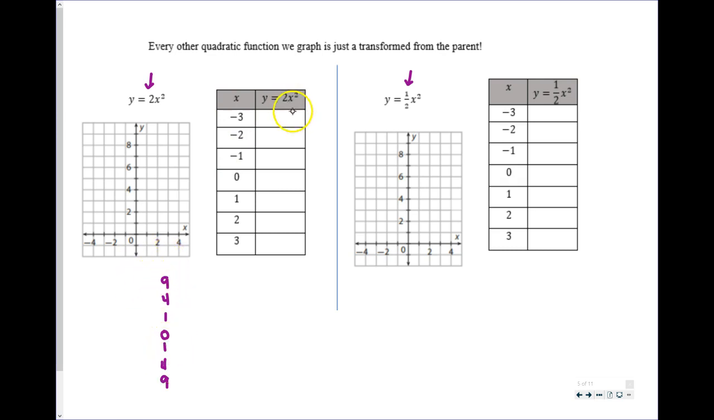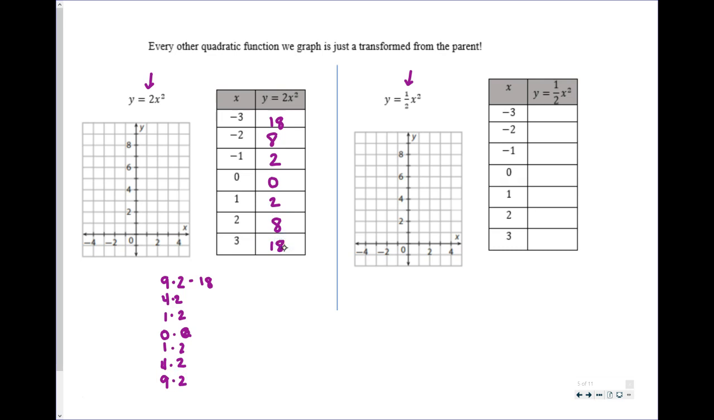So if I'm multiplying everything by 2, 9 times 2 is 18. So when x is -3, this is 18. 4 times 2 is 8. 1 times 2 is 2. 0 times 2 is 0. 1 times 2 is 2. 4 times 2 is 8, and 9 times 2 is 18.